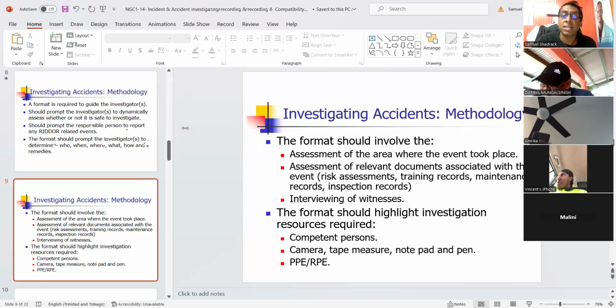So the format should involve the assessment of the area where the event took place, and assessment of relevant documents associated with the event. For example, risk assessments, and you may ask to see training records, maintenance records, inspection records. Interviewing witnesses, there is a space for that on the form. The format should highlight investigation resources required. For example, do you need specialist help, like competent persons? Also, all investigators should have access to a camera, tape measure, notepad, pen, PPE, RPE, etc.